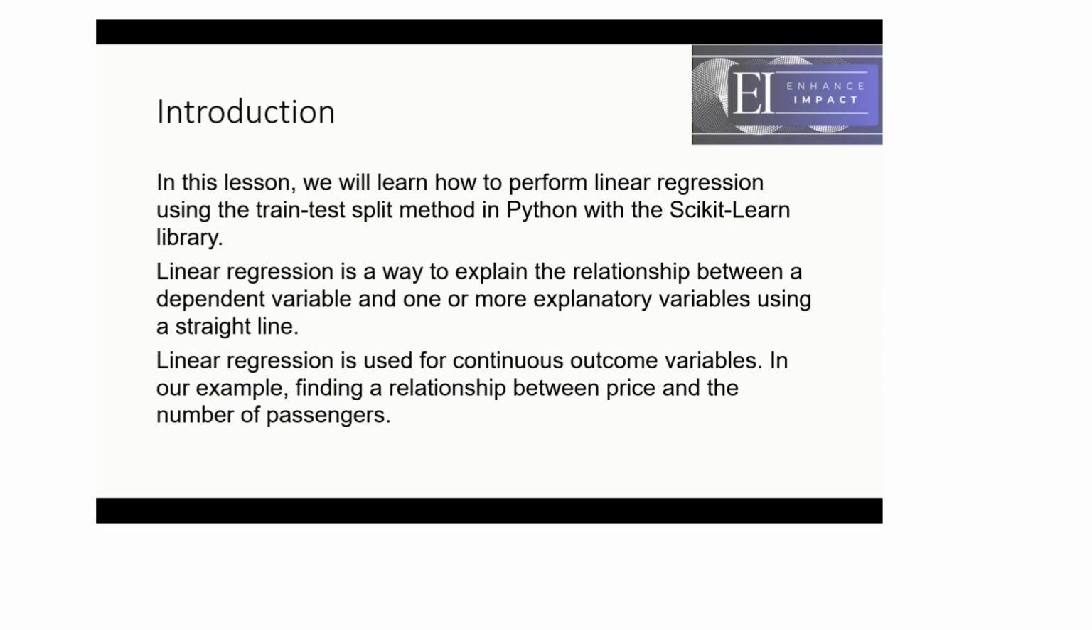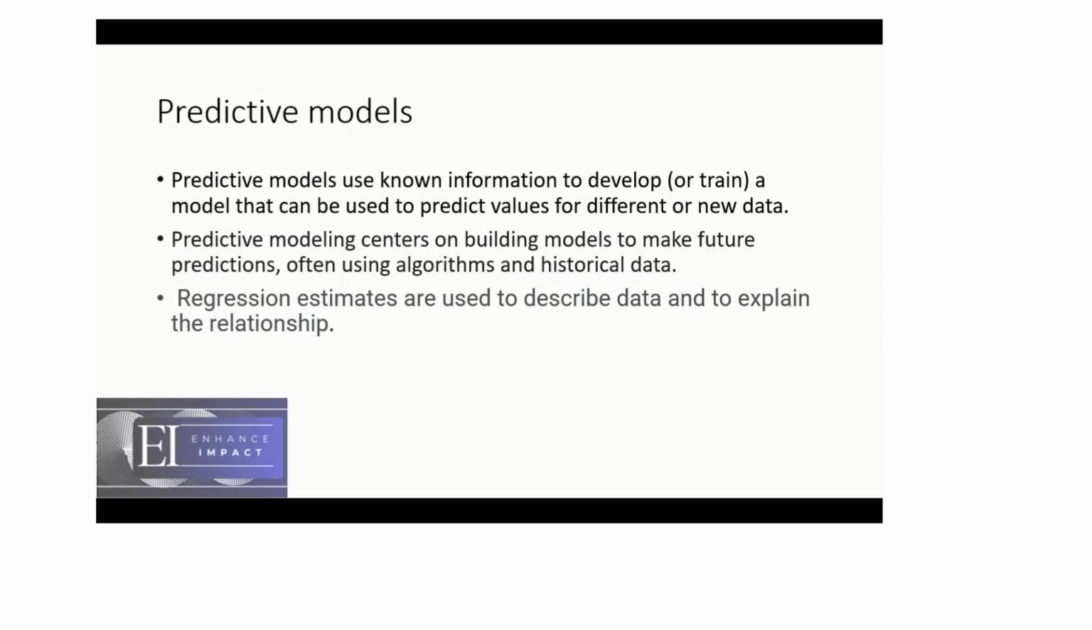In this lesson, we're just going to review that linear regression is a way to explain the relationship between a dependent variable and one or more explanatory variables using a straight line. So linear regression is used for a continuous outcome variable. In this example, we're going to be finding a relationship between the ticket price and the number of passengers on public transportation. Predictive models in general are used to take known information to develop or train an equation or a model that can be used to predict values for different or new data.